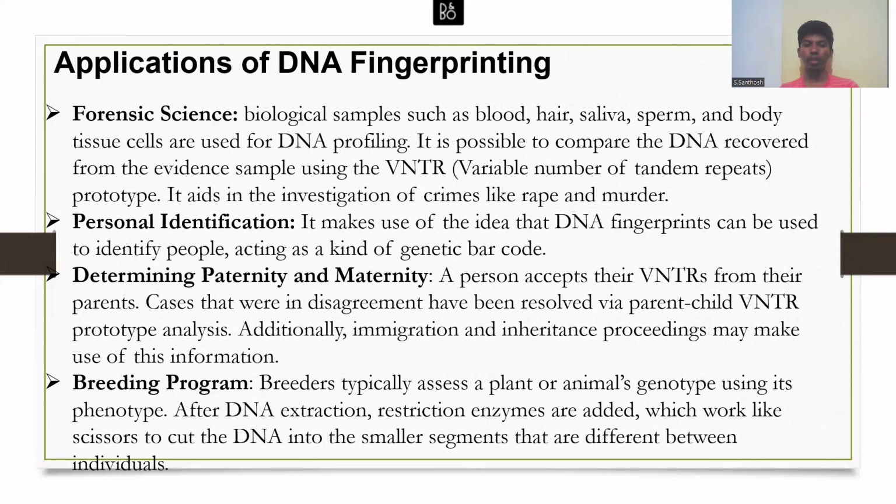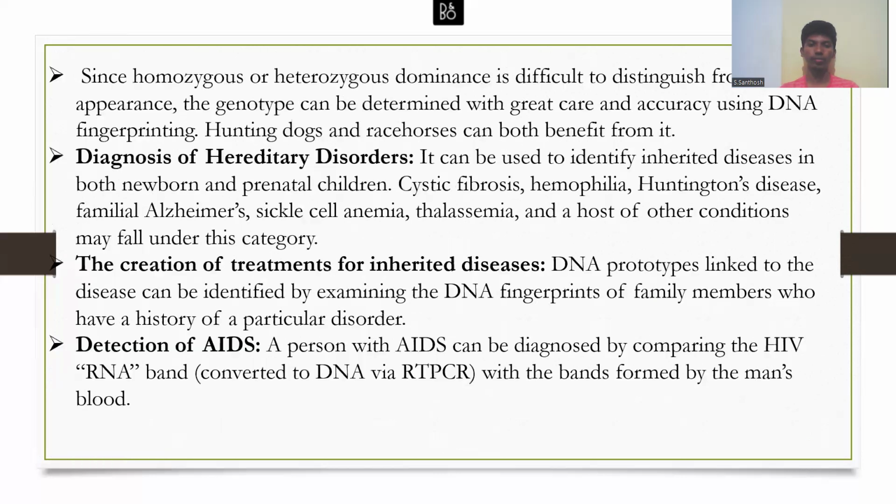Breeding programs. Breeders typically assess a plant or animal genotype using its phenotype. After DNA extraction, restriction enzymes are added which work like scissors to cut the DNA into smaller segments that are different between individuals. Since homozygous or heterozygous dominance is difficult to distinguish from appearances, the genotype can be determined with great care and accuracy using DNA fingerprinting. Hunting dogs and racehorses can both benefit from it.